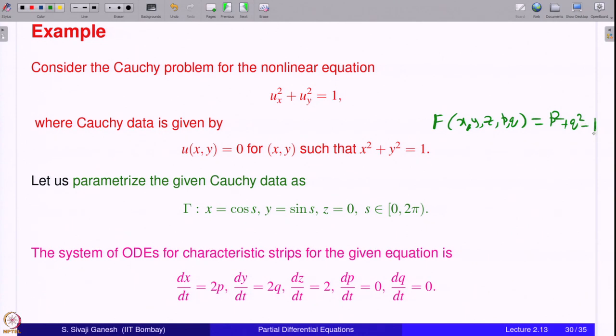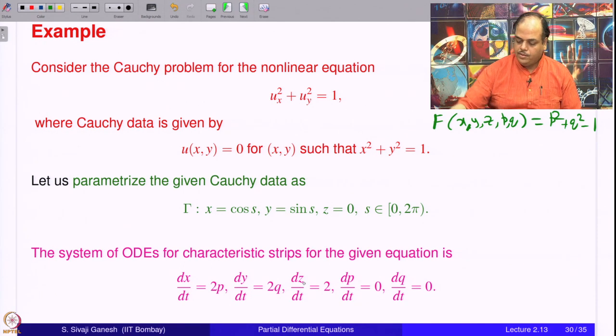From here we can compute very easily: f_x, f_y, f_z are 0, f_p is 2p, f_q is 2q. So, dx/dt is f_p, therefore 2p; dy/dt is f_q, therefore 2q; dz/dt is p f_p plus q f_q.